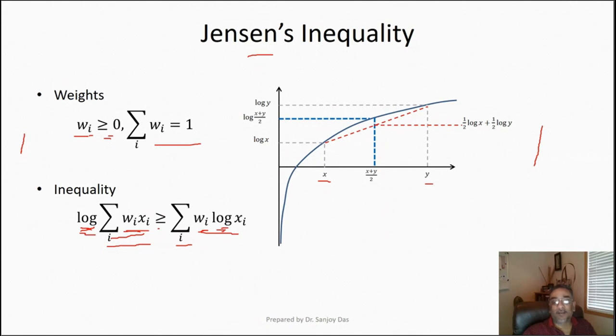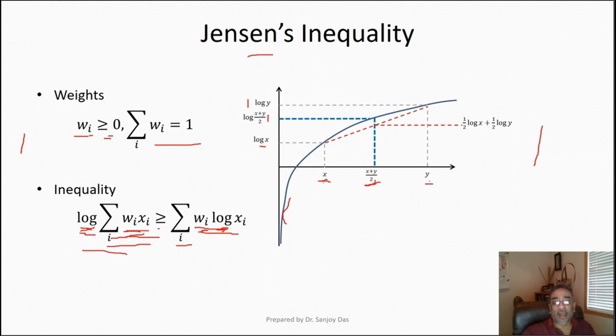wi is half. So summation wi xi is this point. And this is the log curve. This is x and y. I have log x and log y here. And since this is the midpoint, x plus y over 2, this is log of x plus y over 2. That's the left-hand side. And now summation wi log xi is, since each wi is half, equal to half log x plus half log y.